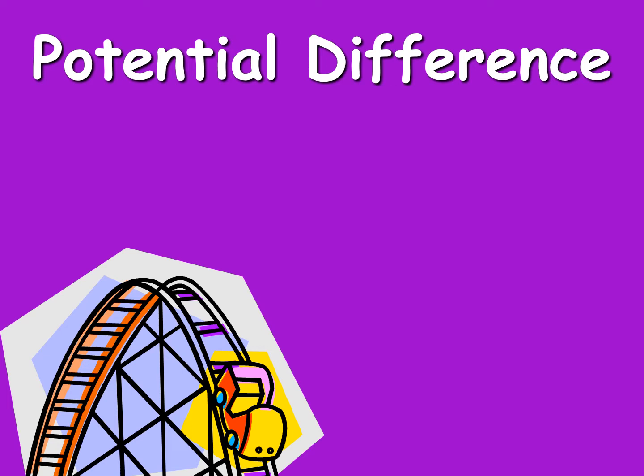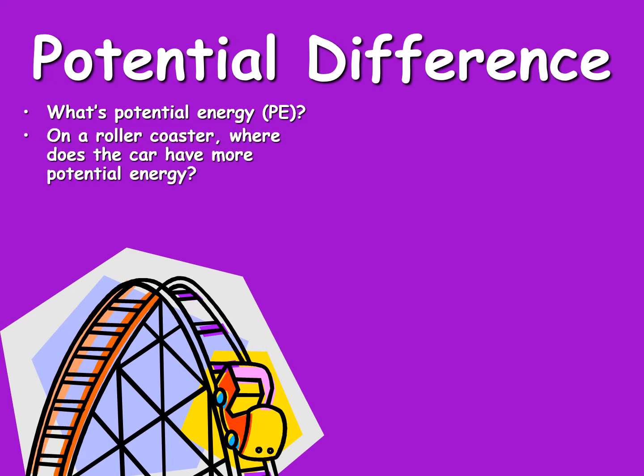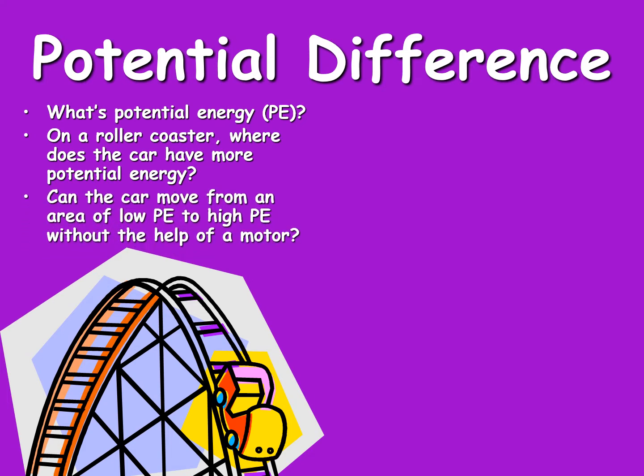And what is potential difference, or potential energy? Imagine this in a roller coaster. Where does the car have more potential energy? Is it the lower part or the highest peak? Can the car move from an area of low potential to high potential? Low potential is below, and high potential is at the highest peak of the roller coaster.